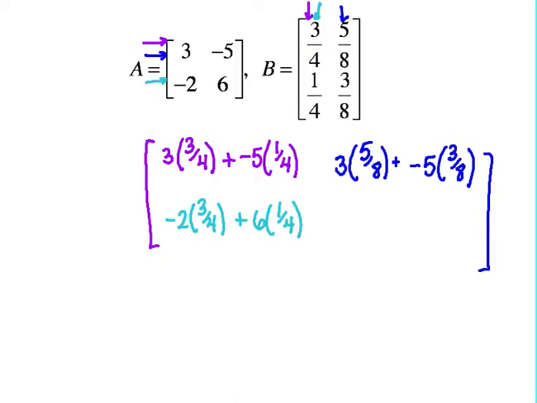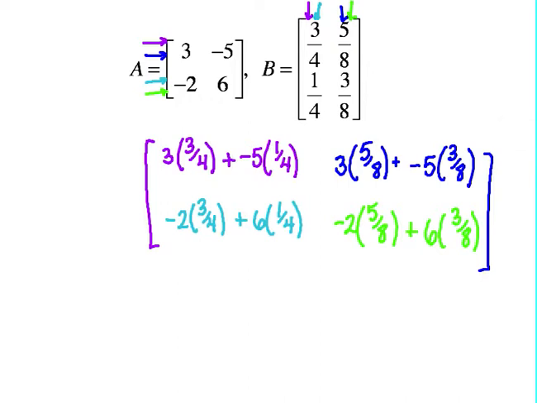And then last but not least, negative 2 times what? 5/8, yep, plus. Now I'm going to show you a little trick here. I know some of you are probably going to be typing these in on your calculator, and that's fine and good. I'm not going to do that per se. I'm going to try and keep everything with the same denominators.